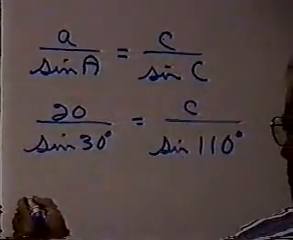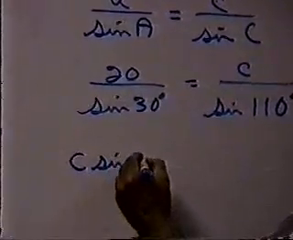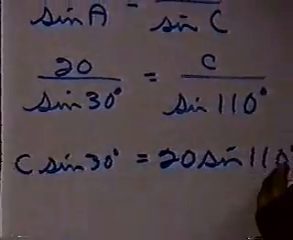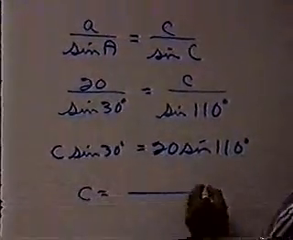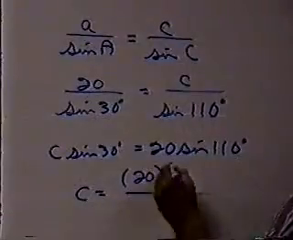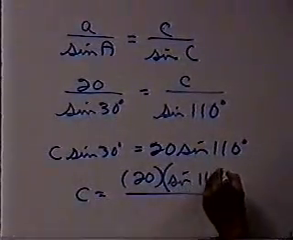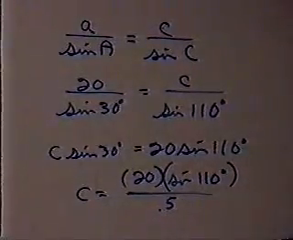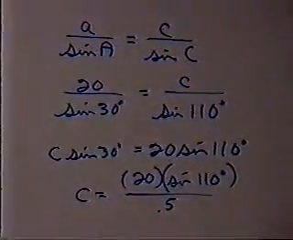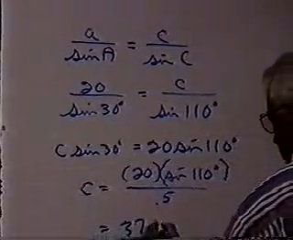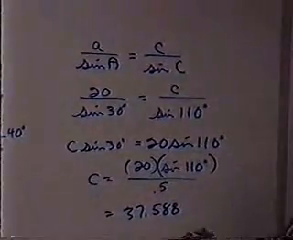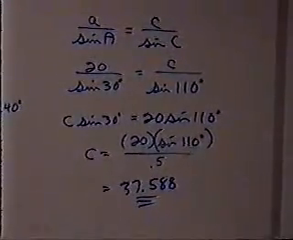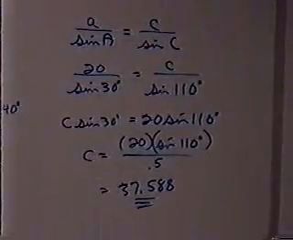So we now cross multiply. C times the sine of 30 degrees is equal to 20 times the sine of 110 degrees. And therefore C is equal to 20 times the sine of 110 degrees divided by 0.5. Okay? And when you do all that calculation, you come out with 37.588 or 38, depending on what is asked for from the teacher. Okay, so the law of sines is that simple.